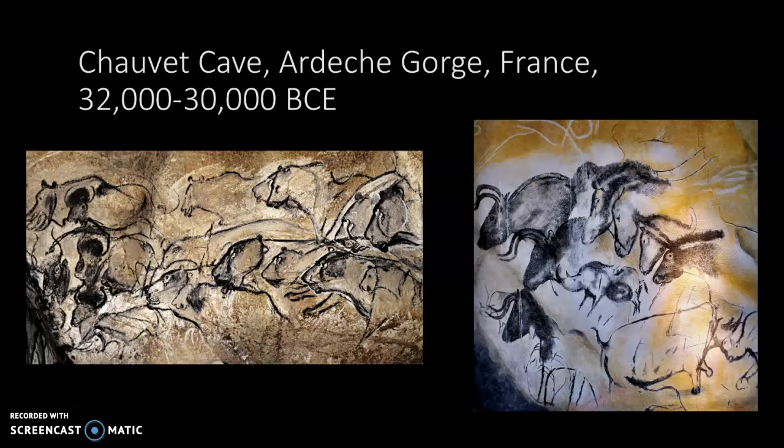Oftentimes, and this is certainly the case with Chauvet Cave, the cave art is hidden very deep into a large network of caves, suggesting that it was intended for a privileged subset of people. This was not a place that lots of people came, that lots of people gathered. And that then suggests to us that this is a society built on a hierarchy, that there was a kind of structure and order to even the very earliest human civilizations.